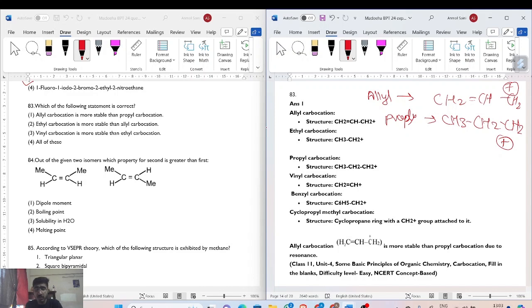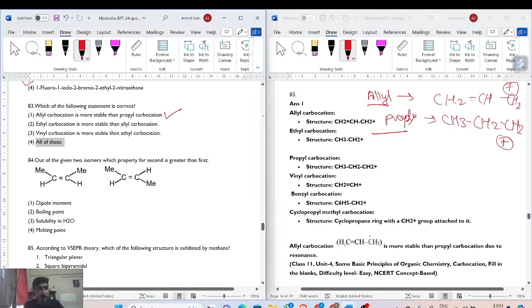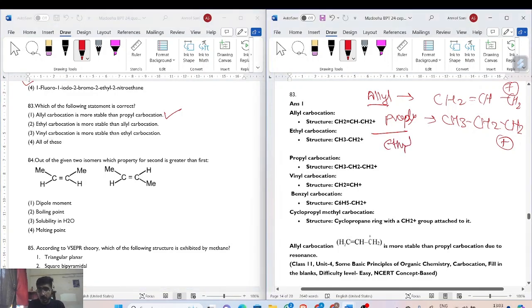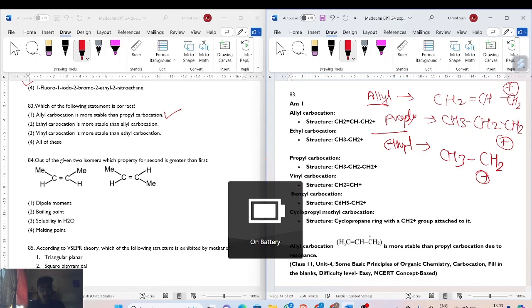Now we have to find which of these is more stable. Here we can see double bond, single bond, positive charge, which means some resonance is occurring because we have conjugation. So due to resonance, allyl is more stable than propyl. So option number one is correct. Now second, ethyl carbocation is more stable than allyl. The structure of the ethyl carbocation will be CH3, CH2 plus.